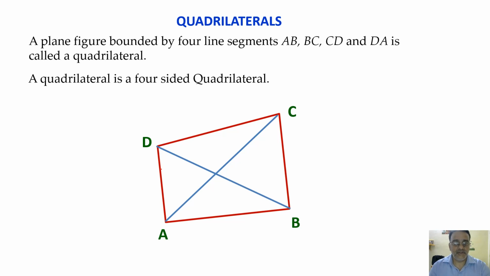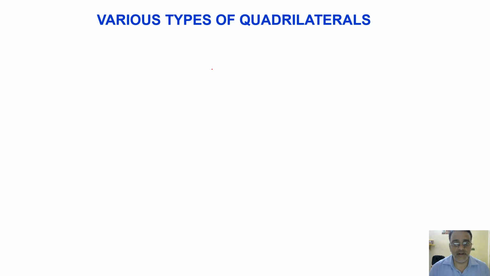Okay. So a quadrilateral is a four-sided polygon. Four-sided polygon. ठीक है, यहाँ पे polygon लिखेंगे, right? Now we'll move towards the various types of quadrilateral. जल्दी जल्दी recapitulation कर लेते हैं.